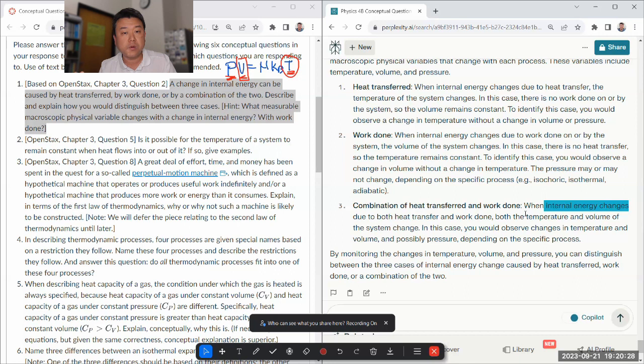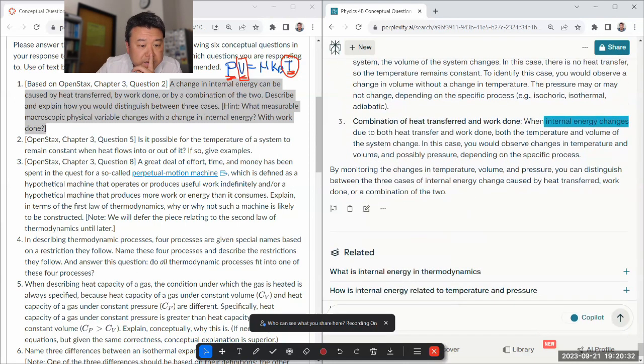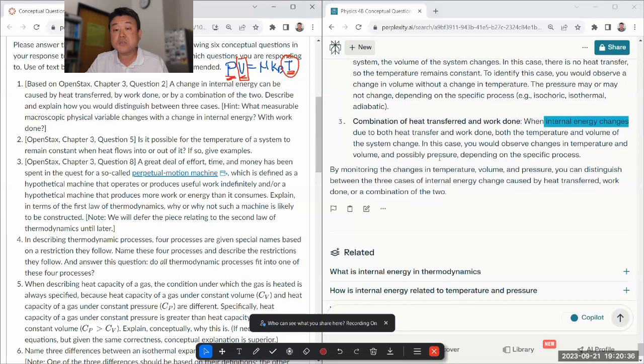It's the isothermal processes. So let me ask it about... Well, we have an isothermal process here, so we'll get to that there. In an isothermal process, you have both the heat transfer and work done occurring in such a way that internal energy doesn't change and temperature doesn't change. So the number three is also not quite right.